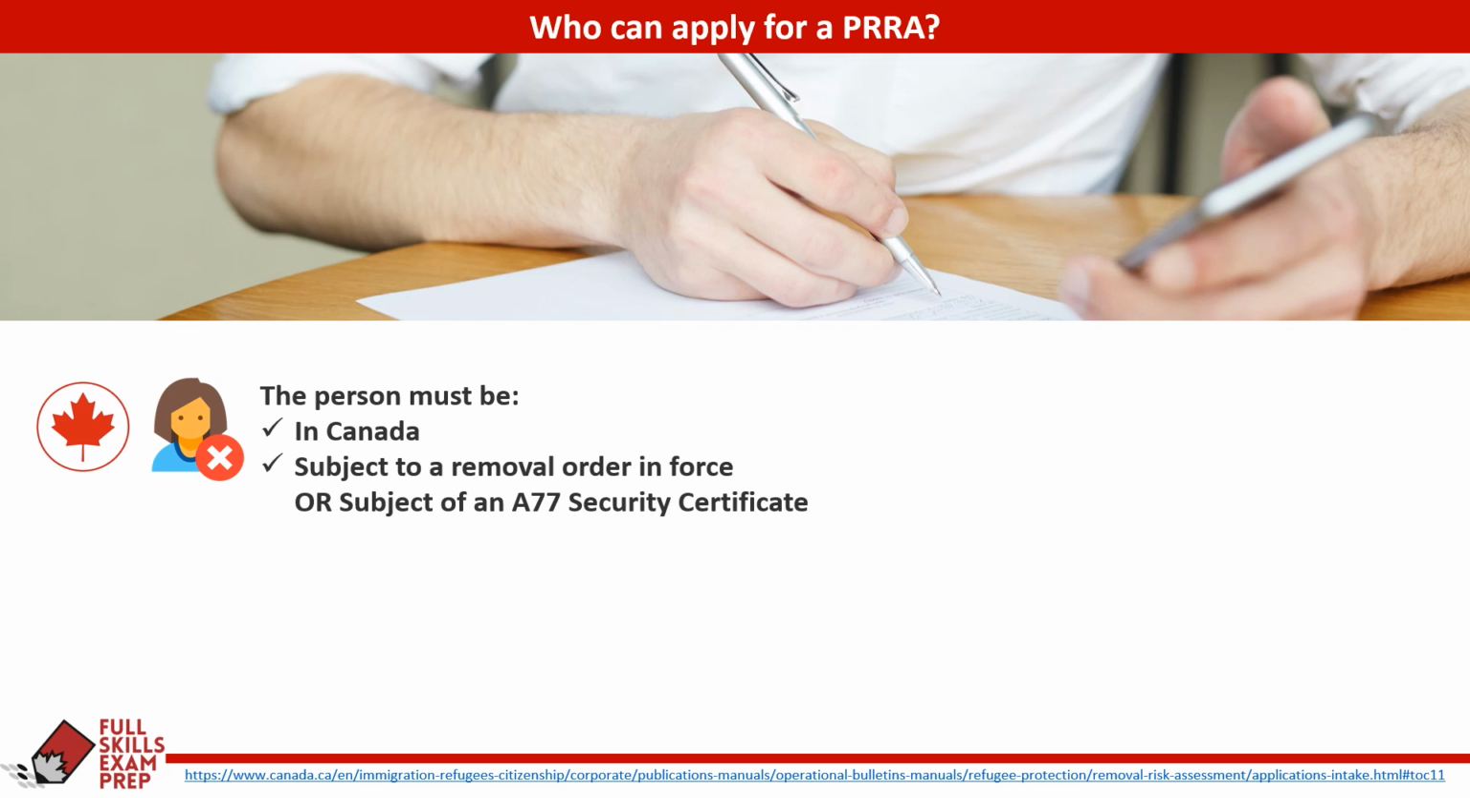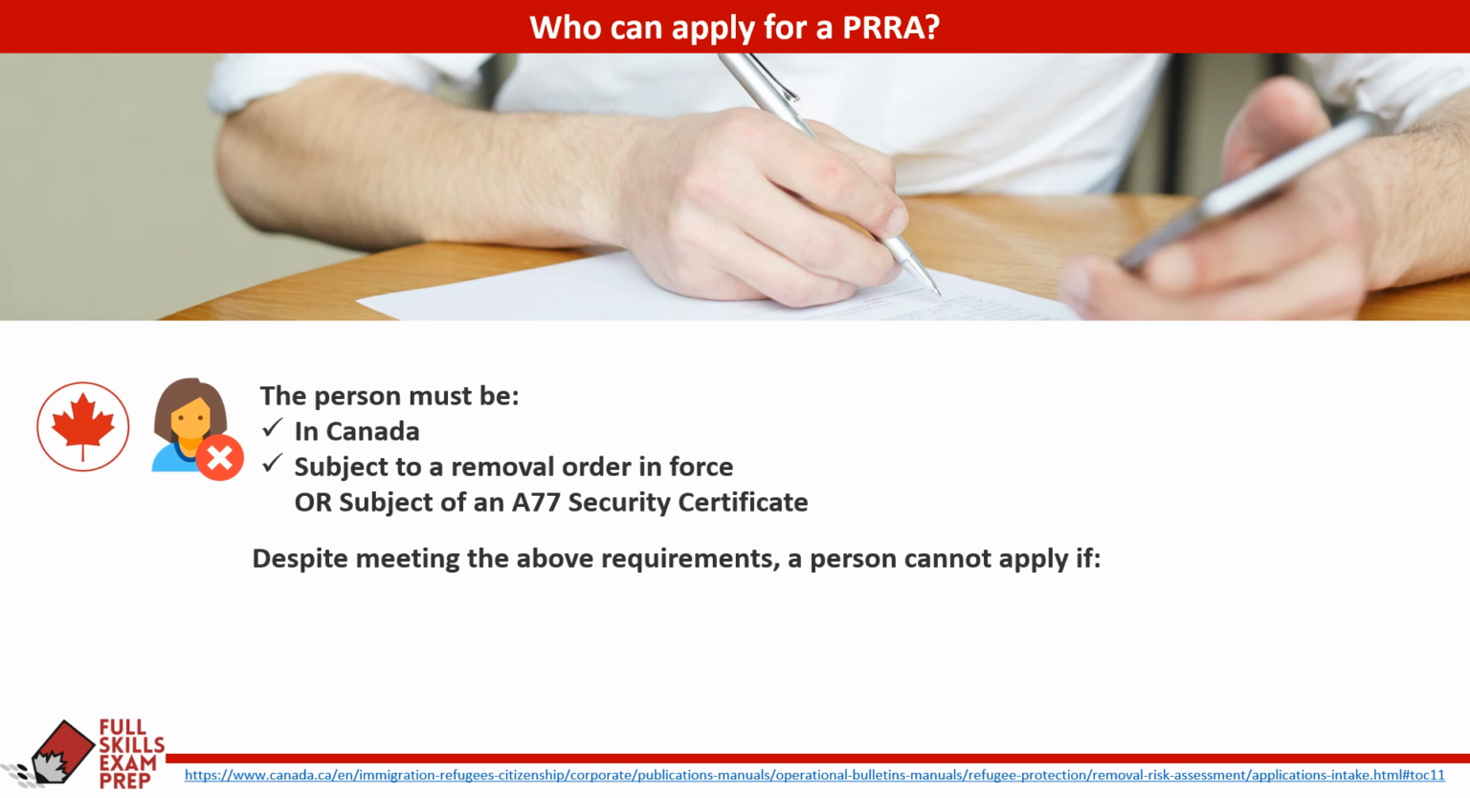Now, on the other side, you have a person who's subject of an Article 77 security certificate. This goes more with inadmissibility. We'll take a look at this in the next slide. But it's a person who essentially is inadmissible to Canada because it's a dangerous person. So you have these two requirements here. First of all, a person has to be in Canada and either subject to a removal order that is in force or subject of an Article 77 security certificate.